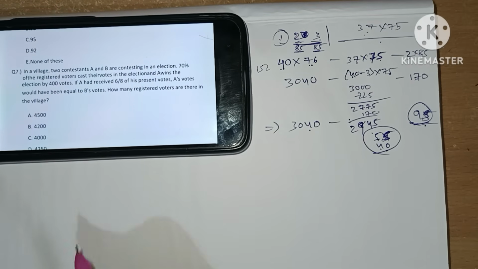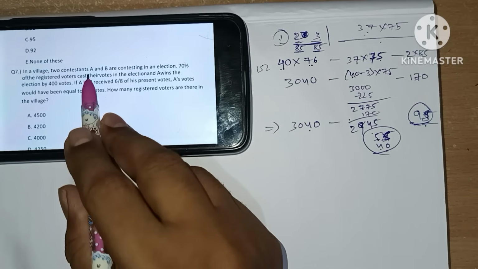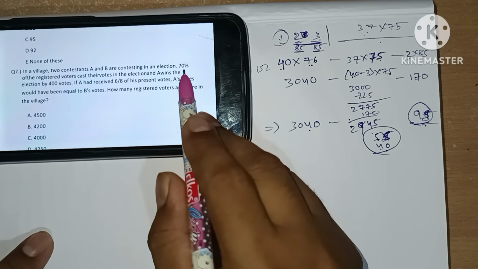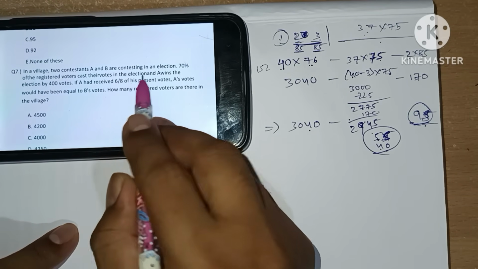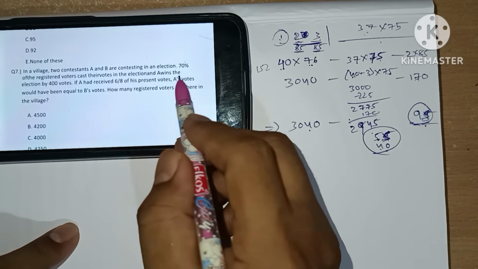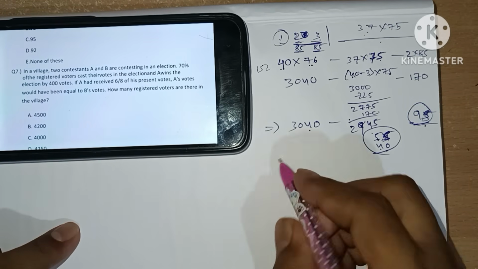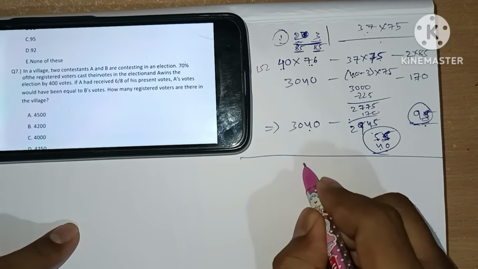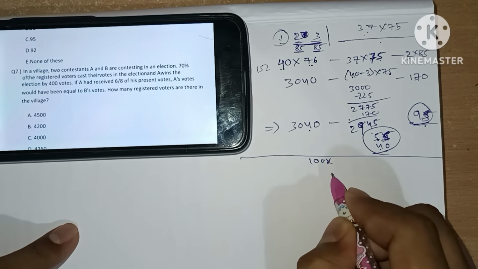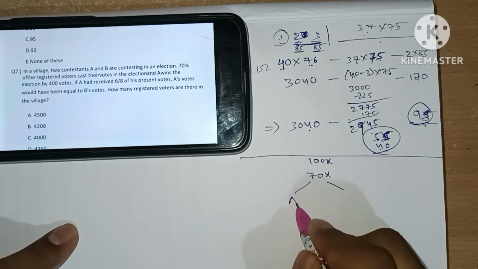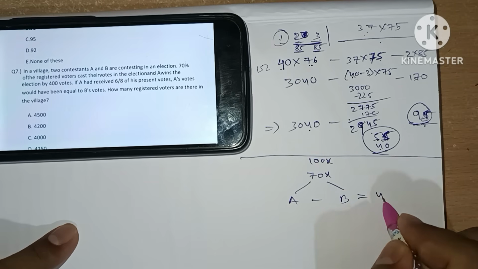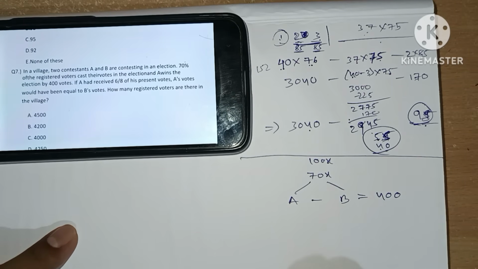Next, seventh question. In a village, two contestants A and B are contesting in an election. 70% of the registered votes cast their votes in the election and A wins the election by 400 votes. So at 100 percentage, 70 percentage casted their votes, and A minus B is 400 is given.